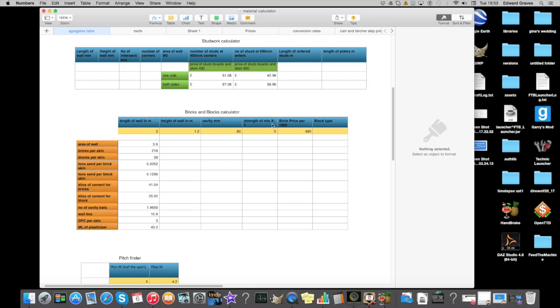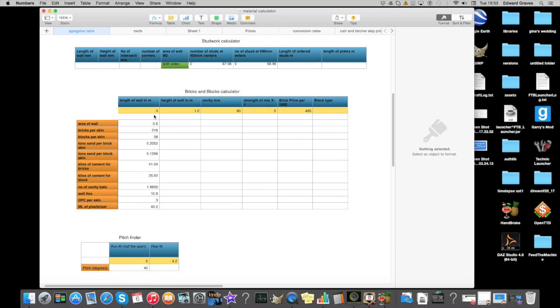Strength of the mix, so 5:1 would be your sand and cement, or whatever you want to do. I didn't actually carry on with the brick and block prices because, once again, I didn't need to. I've already got my bricks. They're outside. I don't need to know how much it would cost if I did it with a different type of brick. There's no need for that. And then that'll tell you all this stuff.